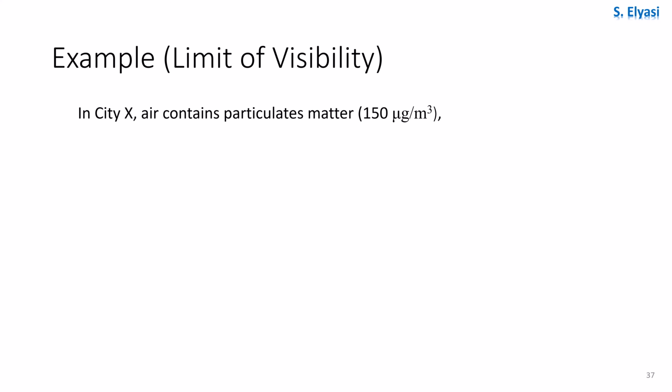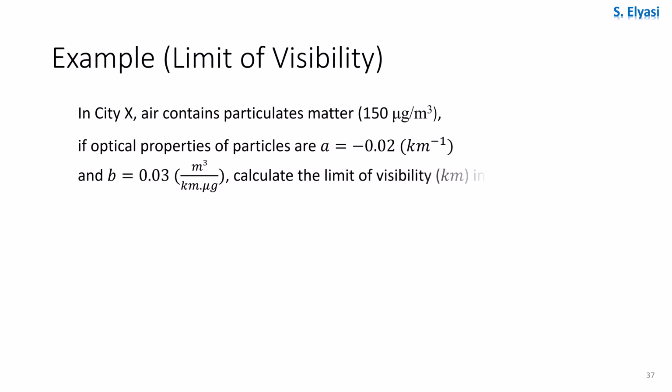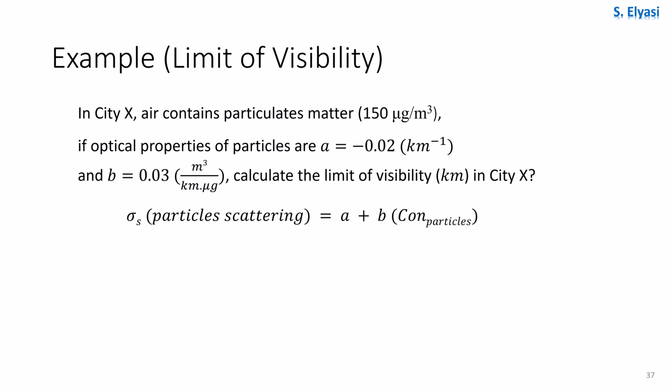In City X, the concentration of particulate matter is 150 microgram per cubic meter. Given the optical properties of the particles with a value of A equal to minus 0.02 per kilometer and B equal to 0.03 cubic meters per kilometer per microgram, we can calculate the limit of visibility in kilometer.